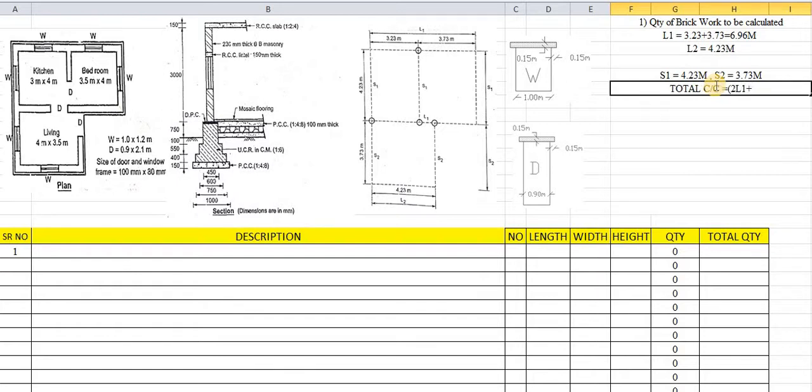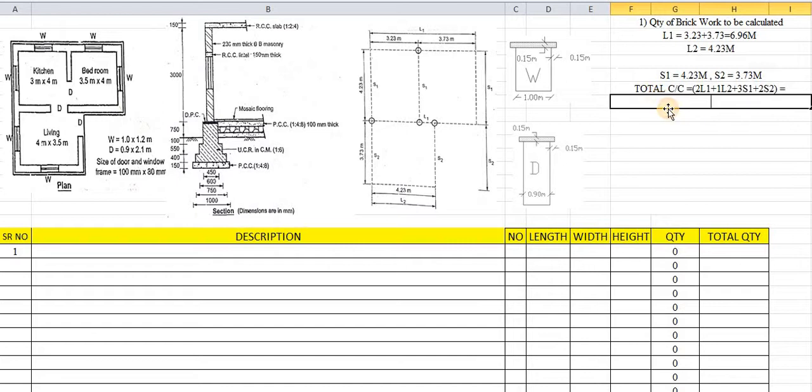What about L2? So 1 number of L2, L2 it has been only 1 number. Again it has been added with S1. How many numbers of S1? So 1, 2, 3 numbers of S1 is there. Again it has been added. S2 it has been 2 numbers, so 2 numbers of S2 it has been taken, and in this way we can calculate.